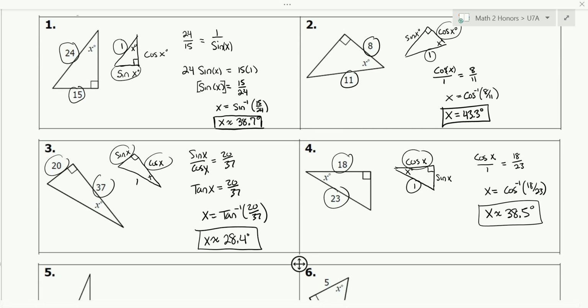Number 3, when you set up the smaller triangle, you see that 20 and 37 correspond with sine and cosine. And when you get that correspondence, think tangent, because you got sine and cosine. So this is where it also really matters what proportion you set up. You want to get ready for a tangent by setting up sine over cosine, and then change it to tangent, and then use the inverse tangent with the 28.4. Number 4, when you set that up, you see that cosine is the thing to use, and it works out nicely.